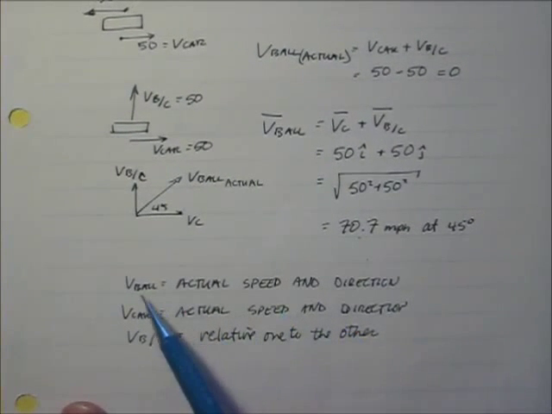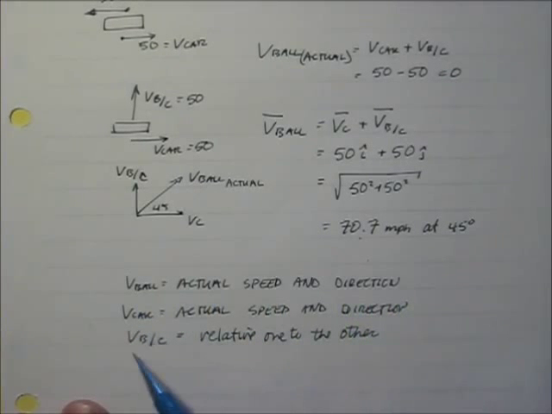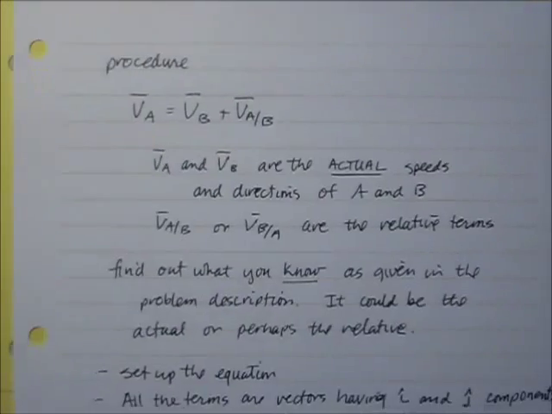So here's what we say. The velocity of the ball has an actual speed and direction, the velocity of the car has an actual speed and direction, and the velocity of the ball with respect to the car is relative, one to the other. All right, so here's our procedure.